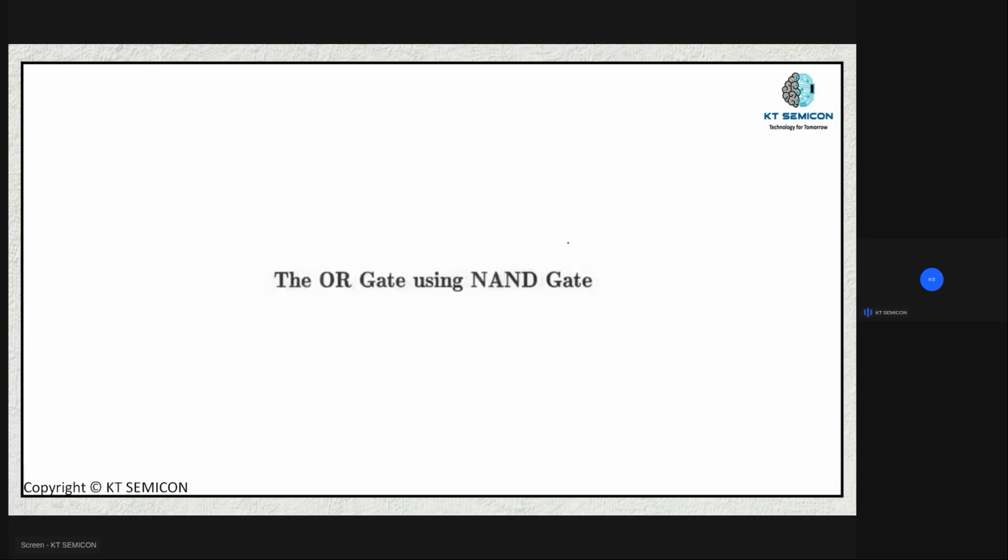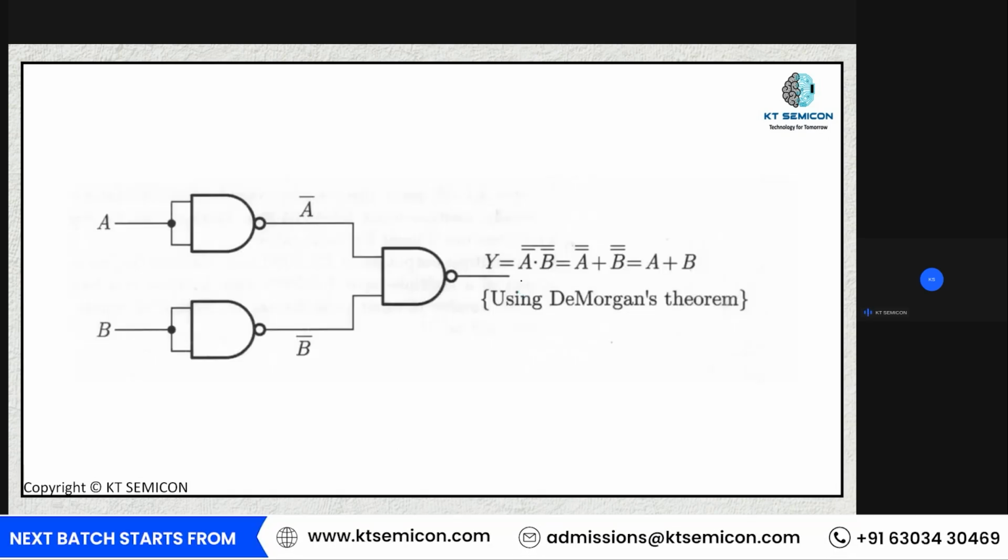Now, let's say if I want to build a simple OR gate using a NAND gate, how to build it? So this is how we are going to build an OR gate using a NAND gate. We are going to apply De Morgan's law over here. So I'm going to get A bar, B bar, and A bar dot B bar the whole bar, which is nothing but A double bar plus B double bar, which is nothing but A plus B. So this is how I'm going to build a simple OR gate using a NAND gate.